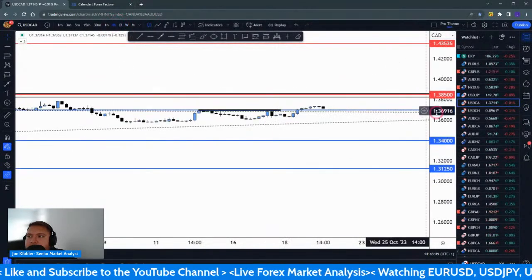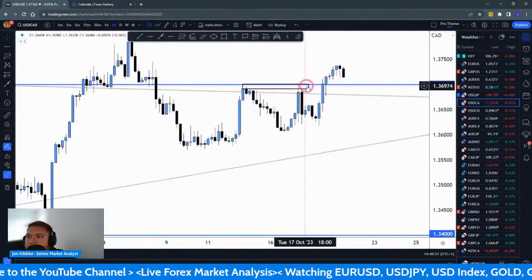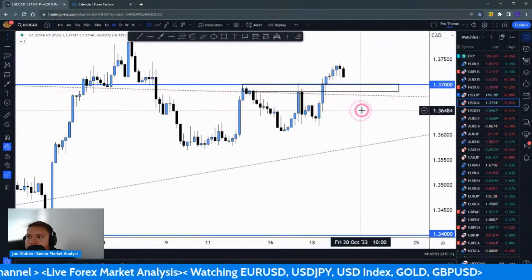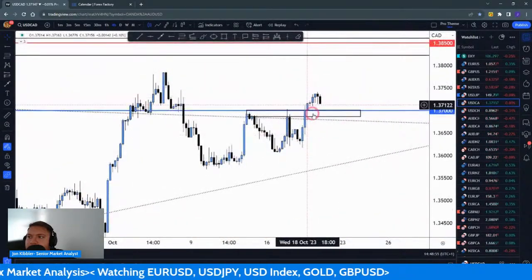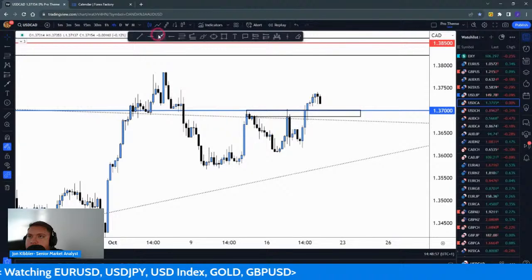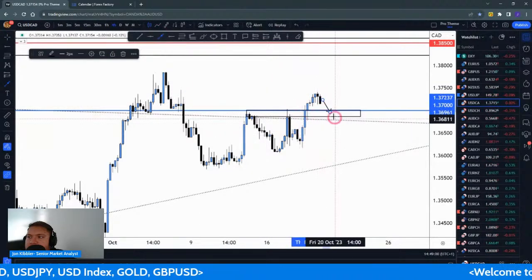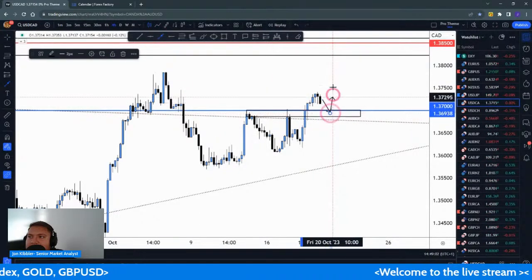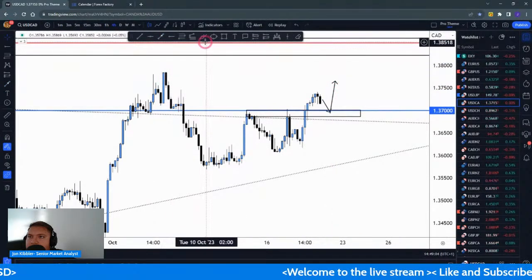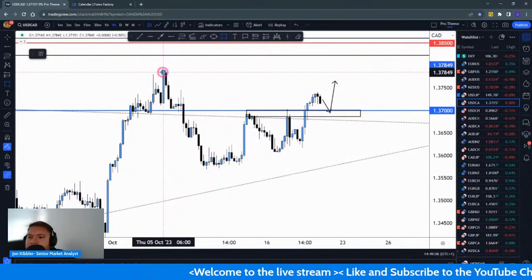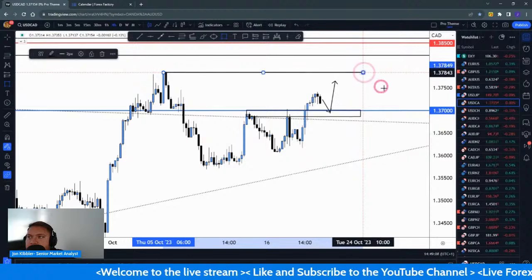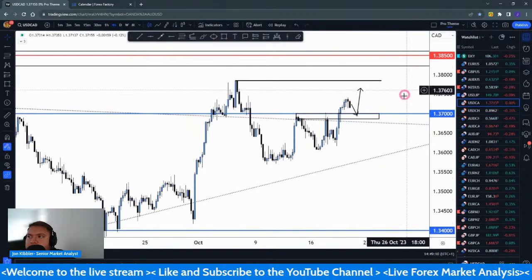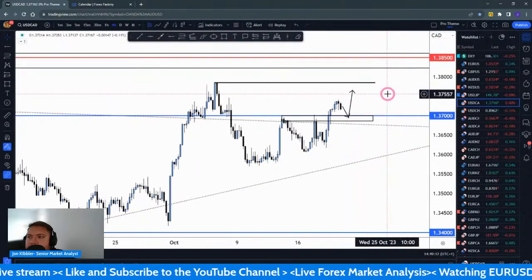Could you be long here is the question. I'd like to see how it reacted to 137. If you get price back in here and we start to see some sort of buying coming back in, then we could see a move up to these recent swing highs before seeing a continuation towards the 138.50.